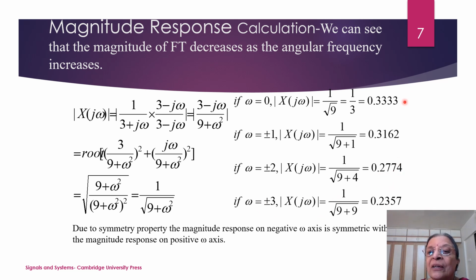Here you find that as we move away from 0 towards infinity, the corresponding magnitude goes on decreasing. Now there is a symmetry property. Whatever value we get on the positive side, we'll also have on the negative side of omega. So the magnitude response is symmetrical.